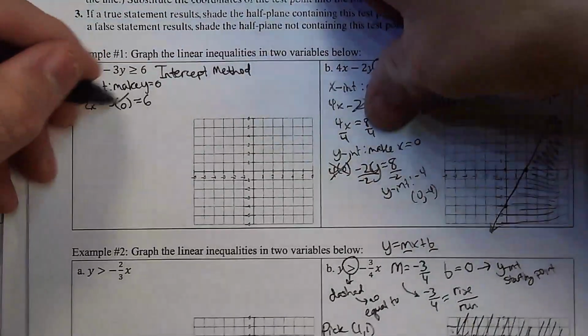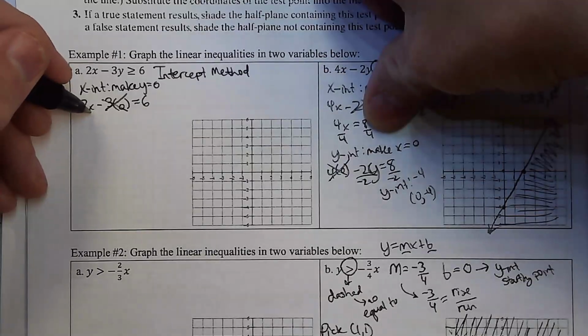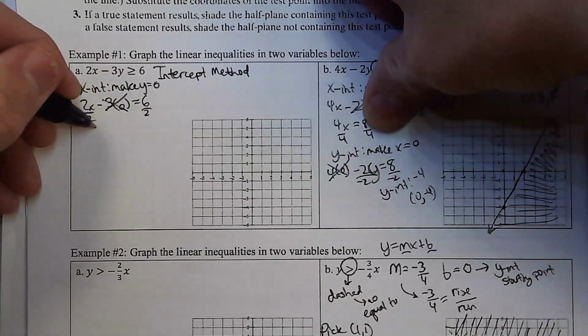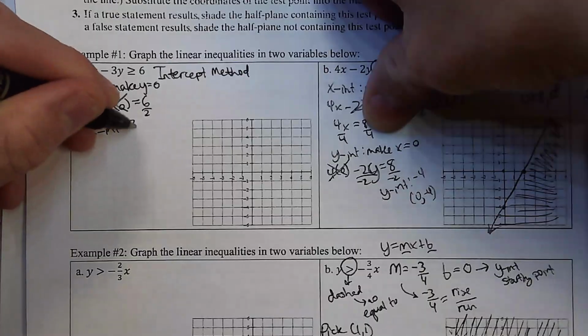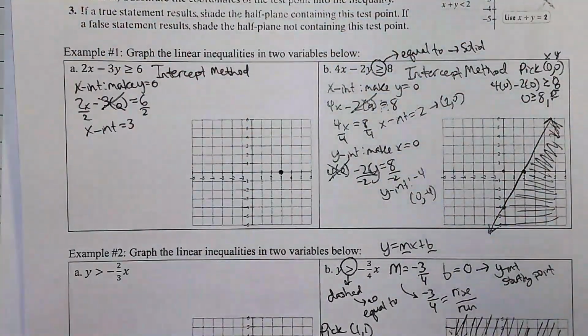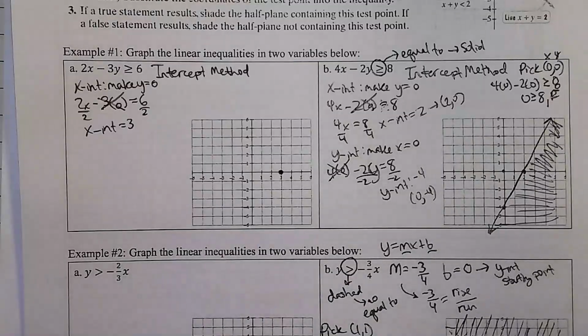So I make that 0, that goes away. So 2x equals 6. Divide by 2, divide by 2. The x-intercept is 3. So that means it crosses the x-axis at 3. So to find the x-intercept, you make y equals 0. You can get y by itself and do slope-intercept, but that's a little bit more time.